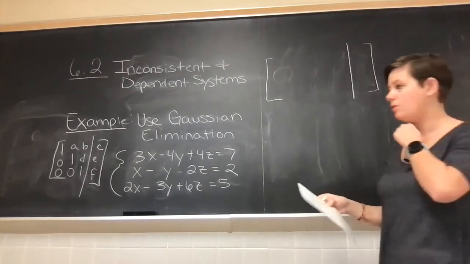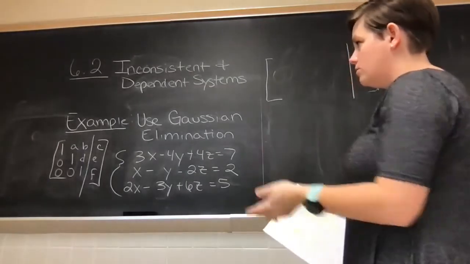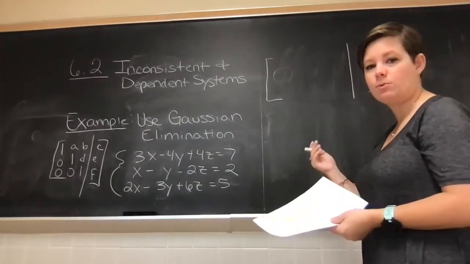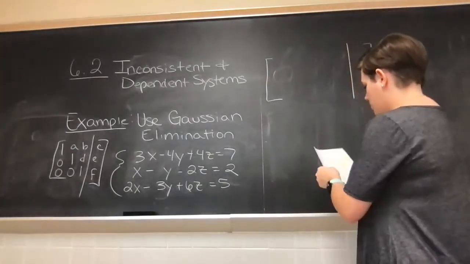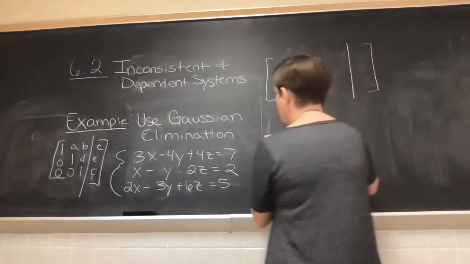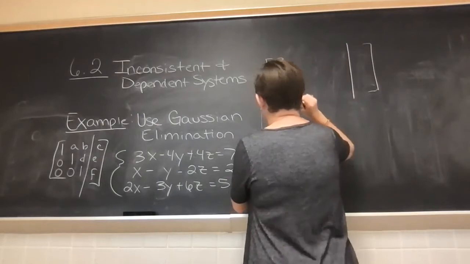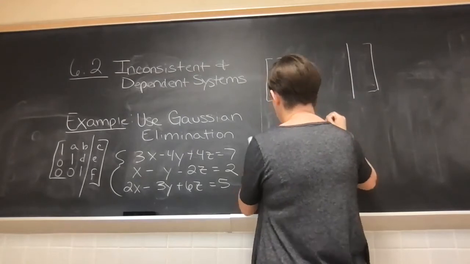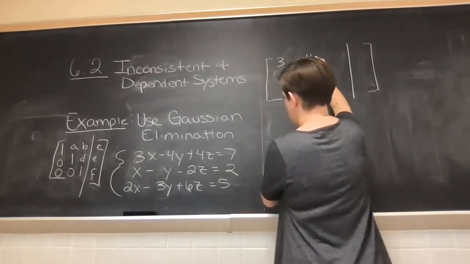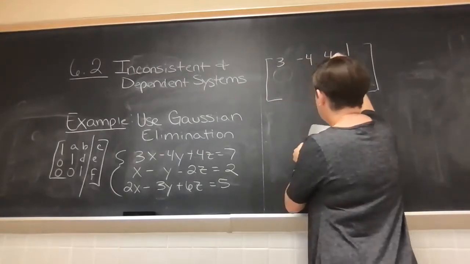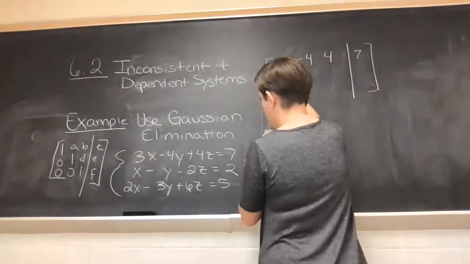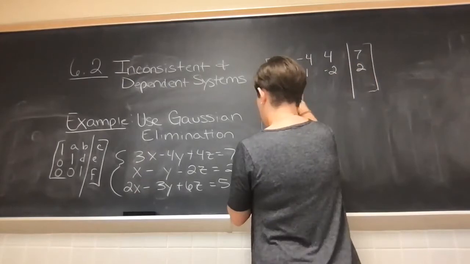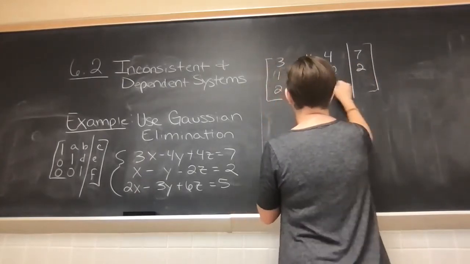Okay, so our new system is right here. Again, we're going to use the Gaussian elimination. We want to get the row echelon form as we continue. So the first step is to simply write the augmented matrix using the coefficients of our equation. Sorry, I had a brain freeze for a minute for some reason. So 3, -4, 4, and 7, 1, -1, -2, and 2, 2, and -3, 6, and 5.